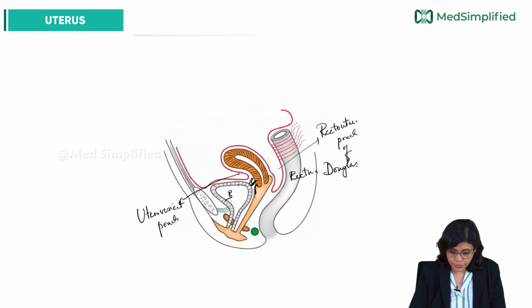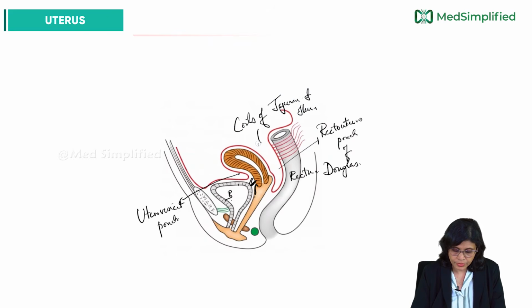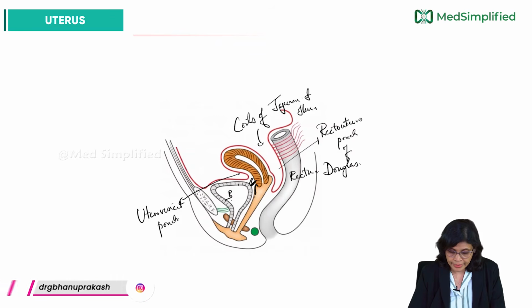Then posteriorly, the body of the uterus is related to the recto-uterine pouch, along with coils of jejunum and ileum. The supravaginal part of the cervix is again related to this recto-uterine pouch, with coils of ileum as well as the sigmoid colon present there. And the vaginal portion of the cervix is related to the posterior fornix of the vagina.